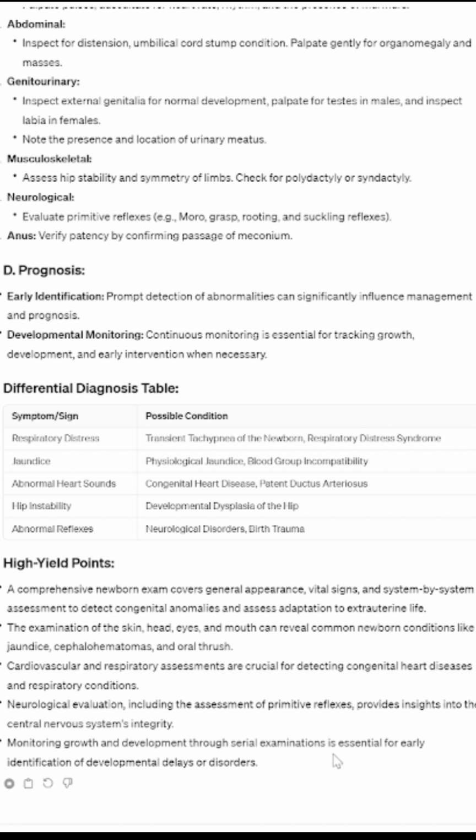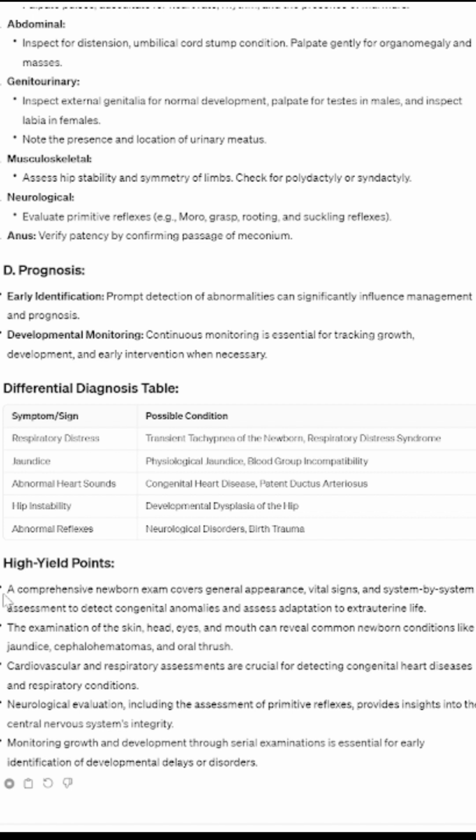Differential diagnosis table. Possible condition: respiratory distress, transient tachypnea of the newborn, respiratory distress syndrome; jaundice, physiological jaundice, blood group incompatibility; abnormal heart sounds, congenital heart disease, patent ductus arteriosus; hip instability, developmental dysplasia of the hip; abnormal reflexes, neurological disorders, birth trauma.